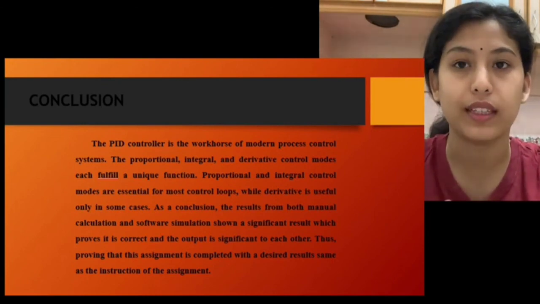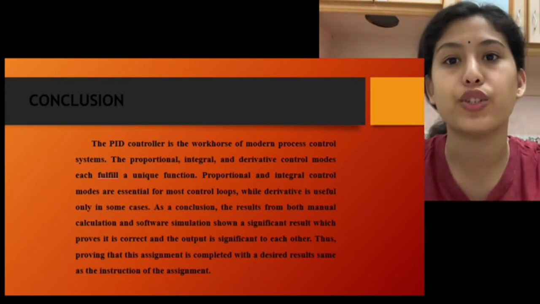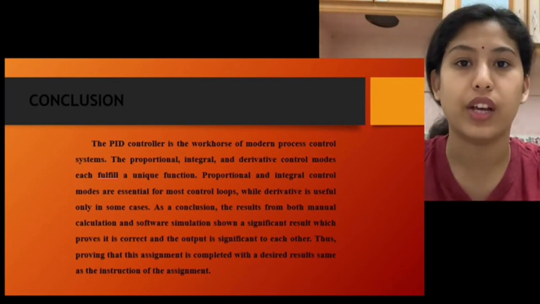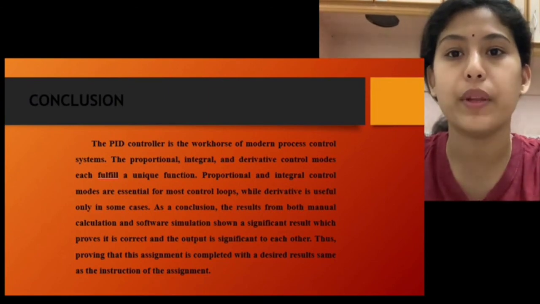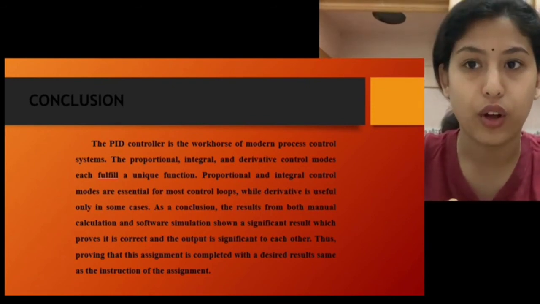As a conclusion, the results from both manual calculation and software simulation show a significant result, which proves it is correct and the outputs are consistent with each other. This proves that this assignment is completed with the desired result, the same as the instruction of the assignment.